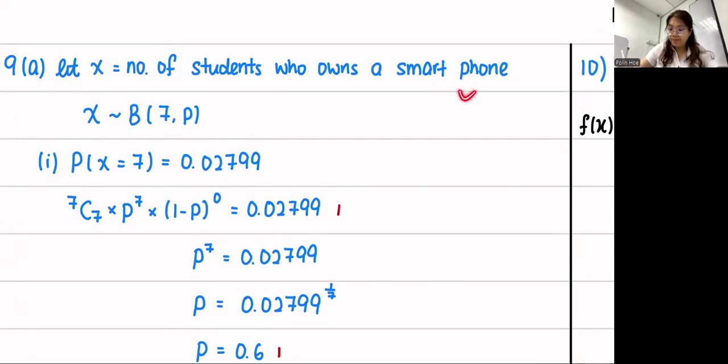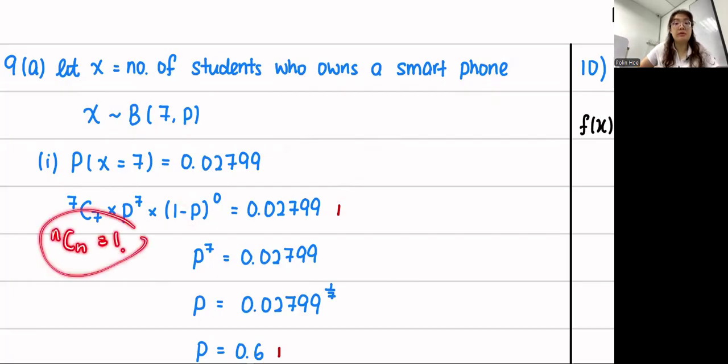Now, for me, I always love to write out what I am doing, but this one will never give you a mark. X follows a binomial distribution, total 7, and the probability for them to own a phone is P. So all of them own the phone, so X will be equal to 7. The number of students who own a smartphone equals 7 equals this. Apply the formula nCr, p to the power of r, q to the power of n minus r. Q is 1 minus P. Settle. And remember, nCn equals 1.